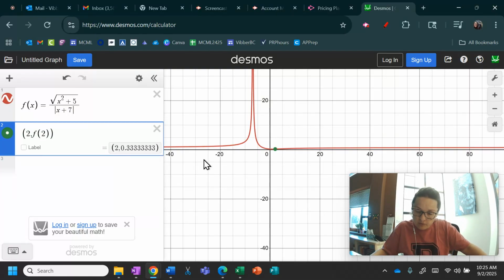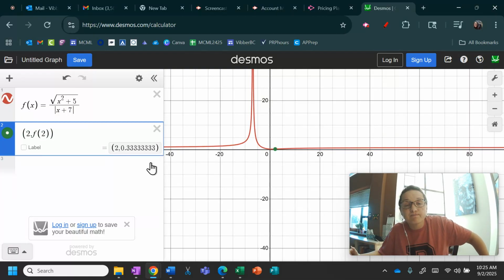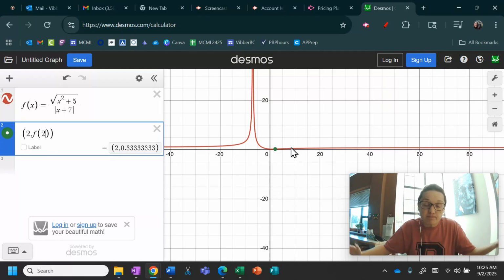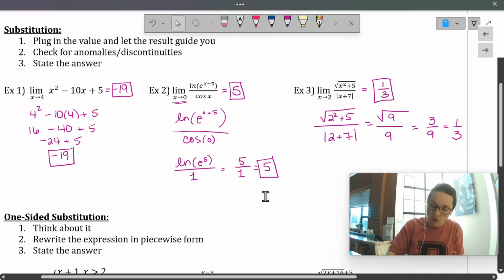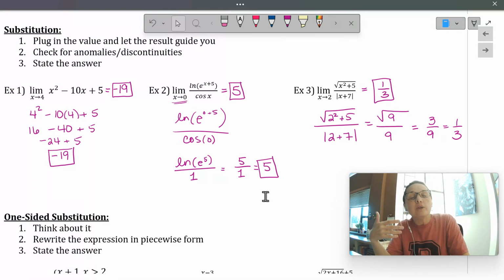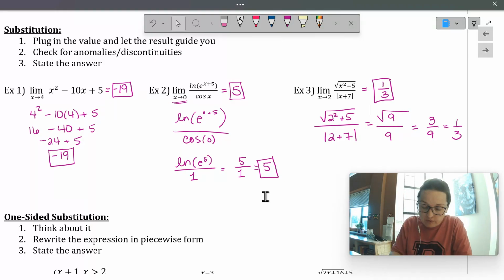And I got 0.3 repeating, also known as a third. So there's the connection between the graph and the function, and the graph and the algebra. All right. So going back to algebra, though, I am not going to flip-flop back and forth all the time, but I will a little bit. And you can always use graphs to back up what you see in the algebra.